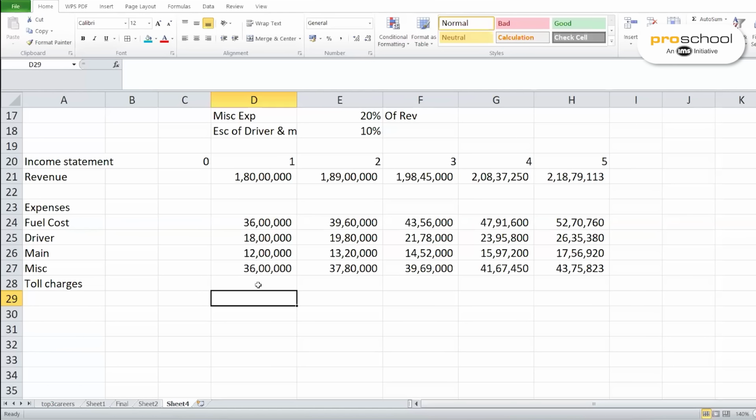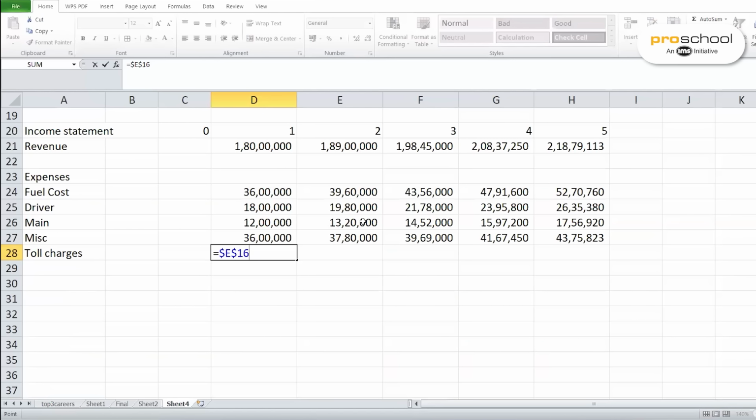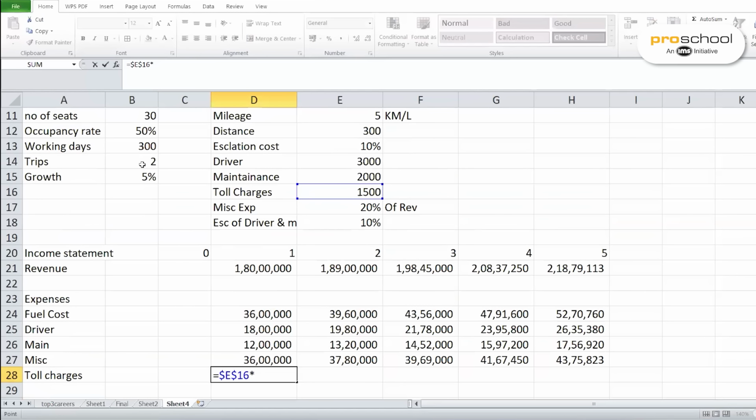So now let's proceed. So toll charges. So toll charges are 1500. Now comes the catch over here. There is no mention that toll charges will increase year after year. Since it is not increasing, we have to freeze it over here and then multiply with the number of trips. It is also not changing. So freeze into number of days. It is also not changing. So just freeze it. So toll cost will be 9 lakh per year.